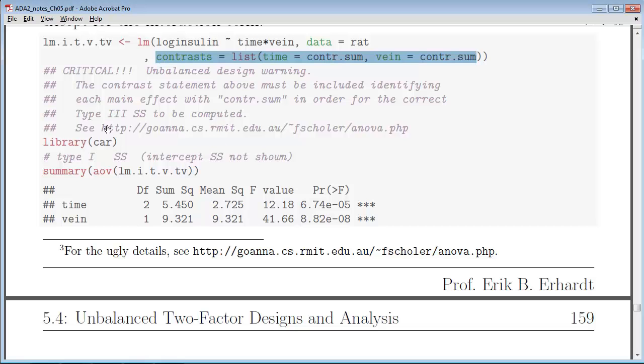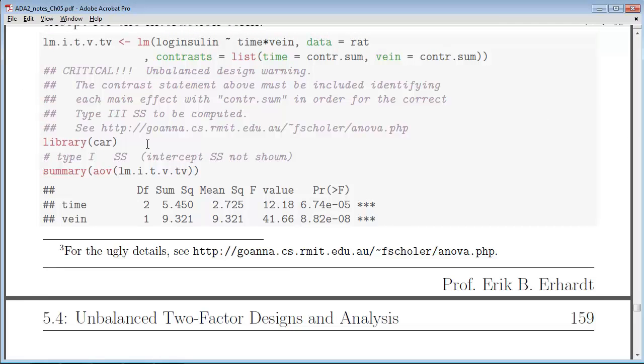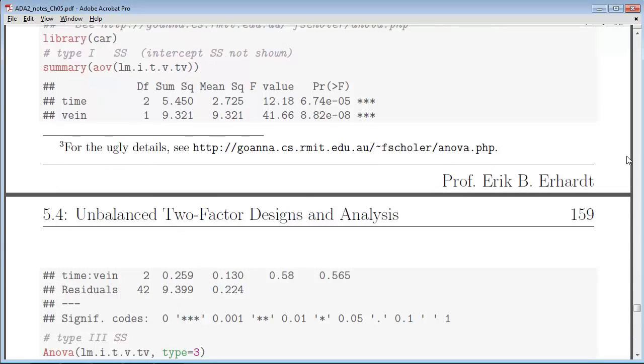This link has a really nice discussion of why this is the case. And all I'll say is that we'll use type 3 sums of squares and LS means, and everything will work out just fine. All right? So I'm initially going to show you sort of the wrong way to do things so that we can see the right way.